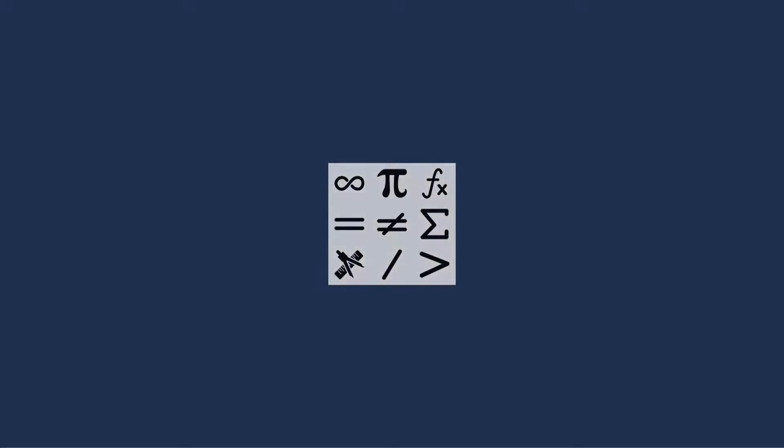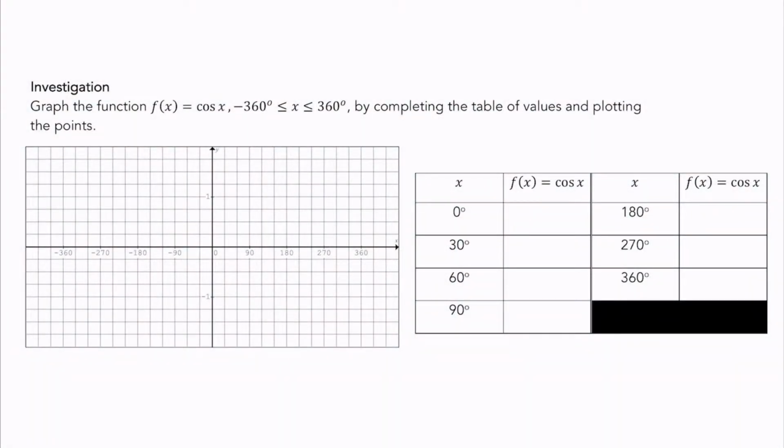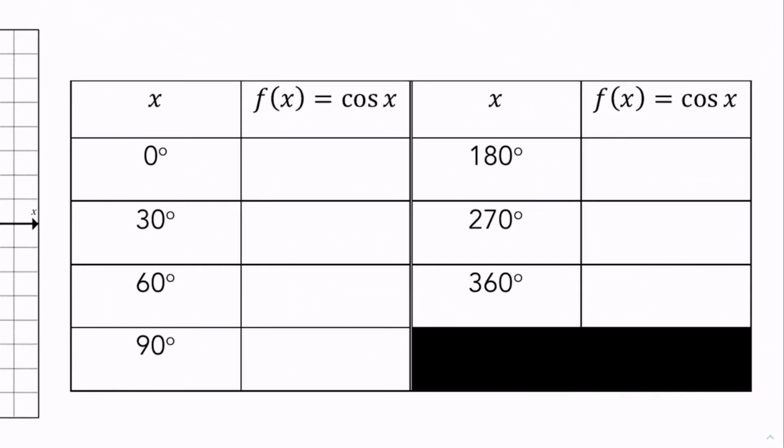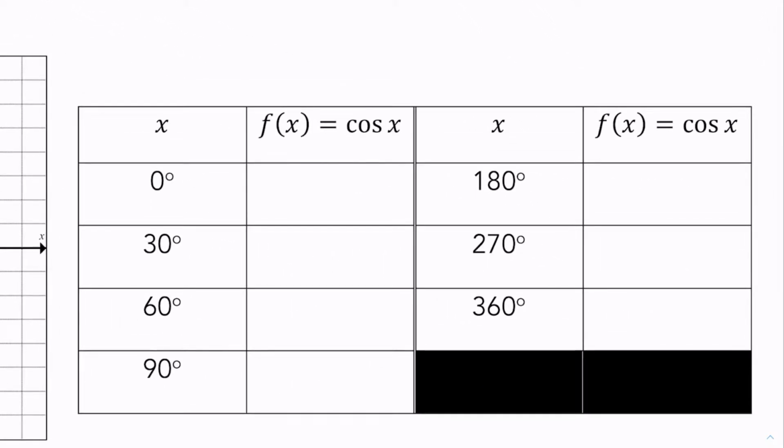Okay, here we are. We're going to be graphing the cosine function. And we're going to begin by filling out the table of values, just like we did for sine. I'm going to zoom in over here and start filling these out. So what do we know? Cos of 0, well, that's 1. Again, you can just use your calculator.